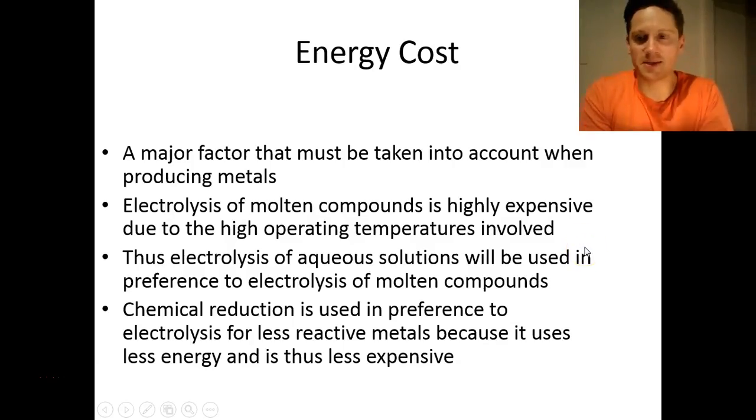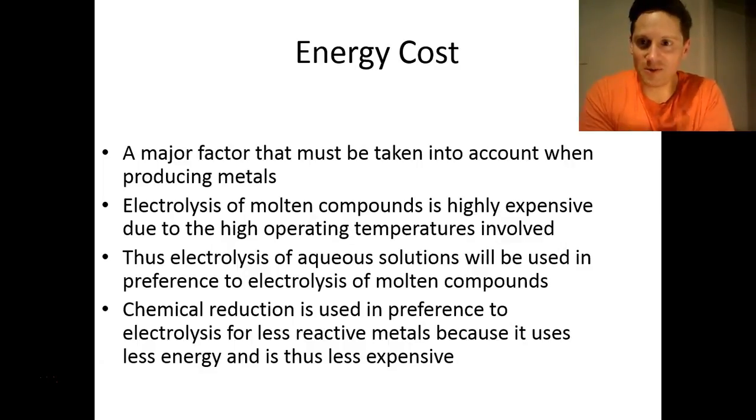The reason why this is significant is to do with energy costs. So this is the upside and the downside to these processes. The electrolysis of molten compounds, so for the really active metals, is expensive because there's high operating temperatures involved. We know that ionic compounds have high melting points, so you need to have machinery that's running at a high temperature, so it's expensive. So therefore, if we can perform electrolysis of aqueous solutions, we're going to do that because it's more cost effective.